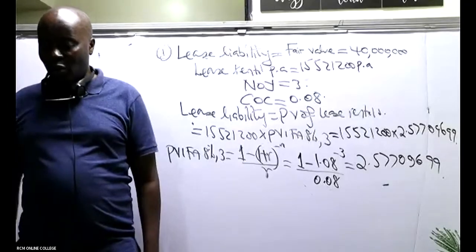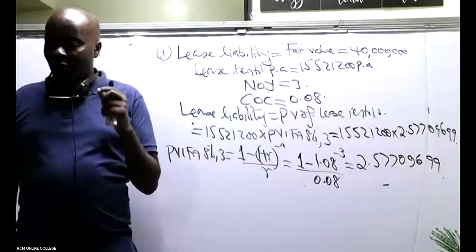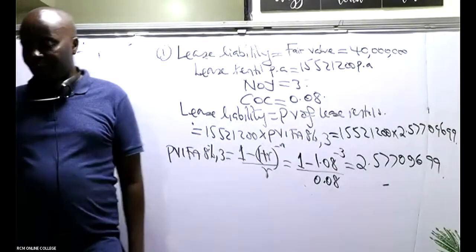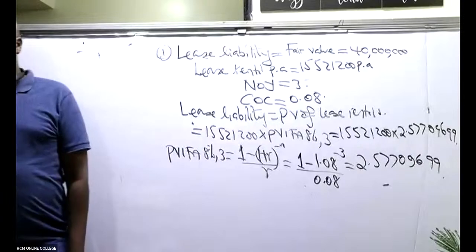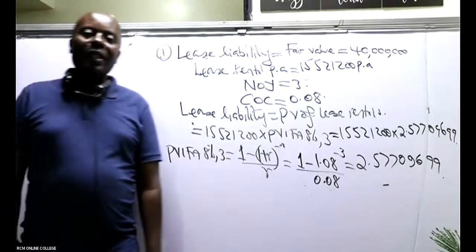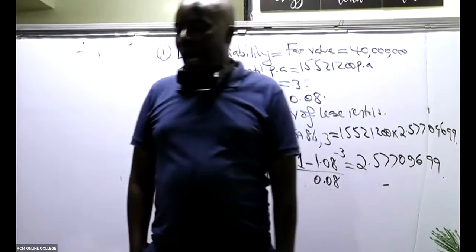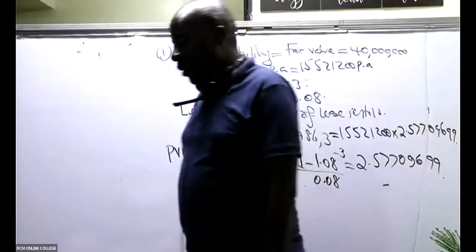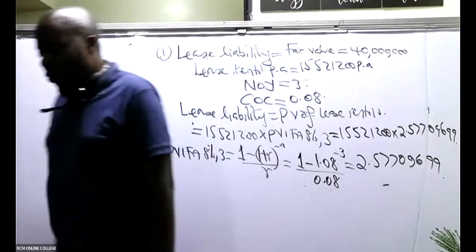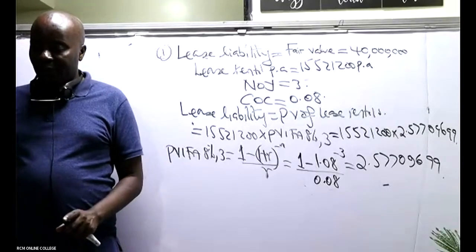Is there somebody who is able to confirm? It may be 39, blah, blah. It's going to be very close to 40 million, which confirms that whenever the fair value of an asset is given, then that automatically will be the lease liability.